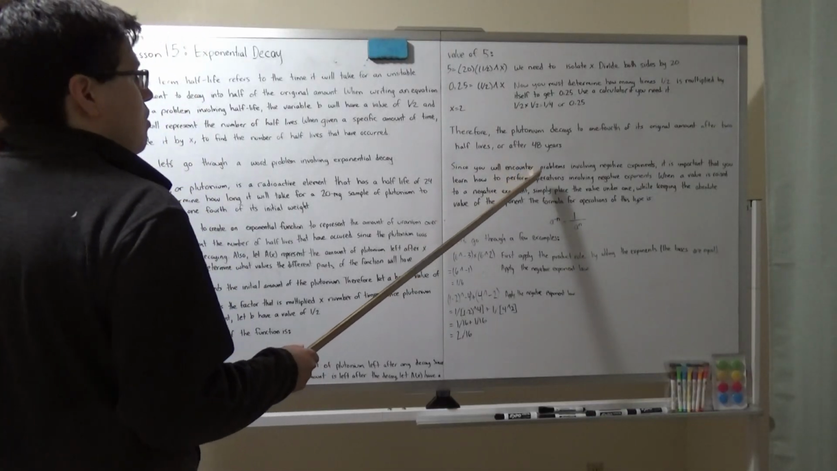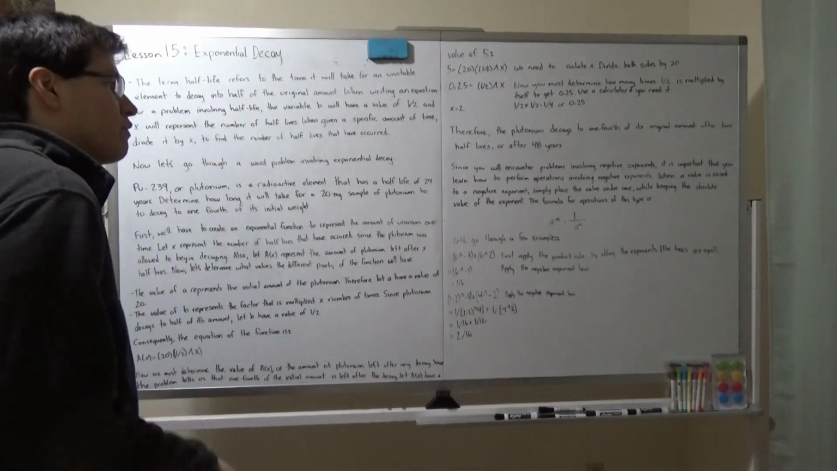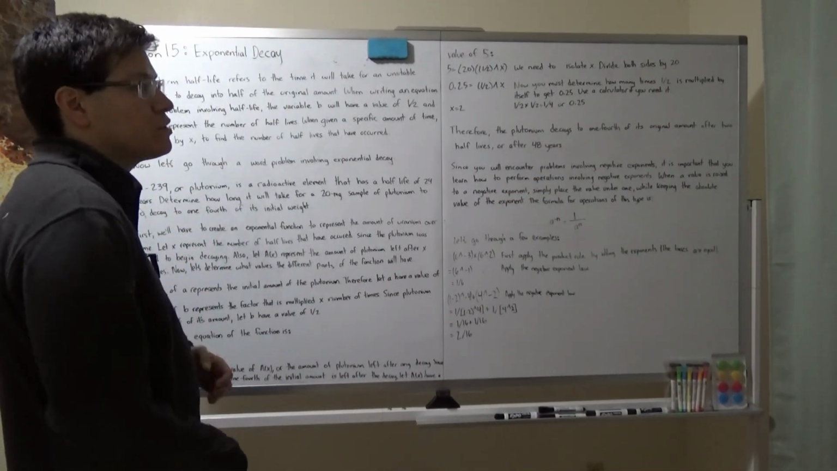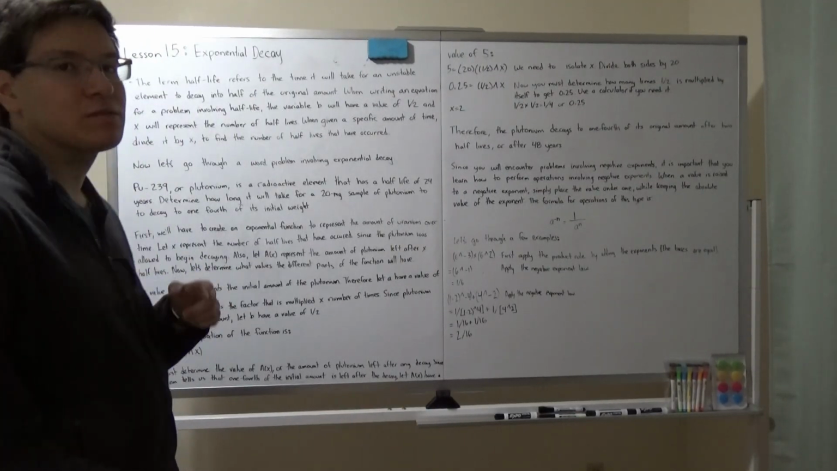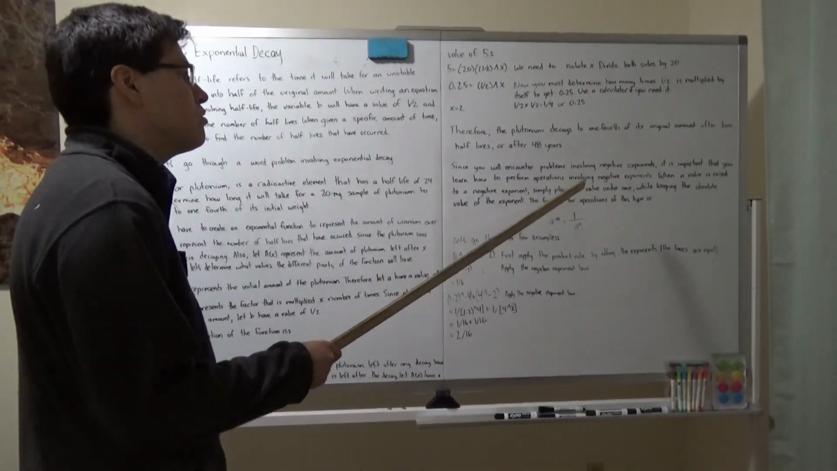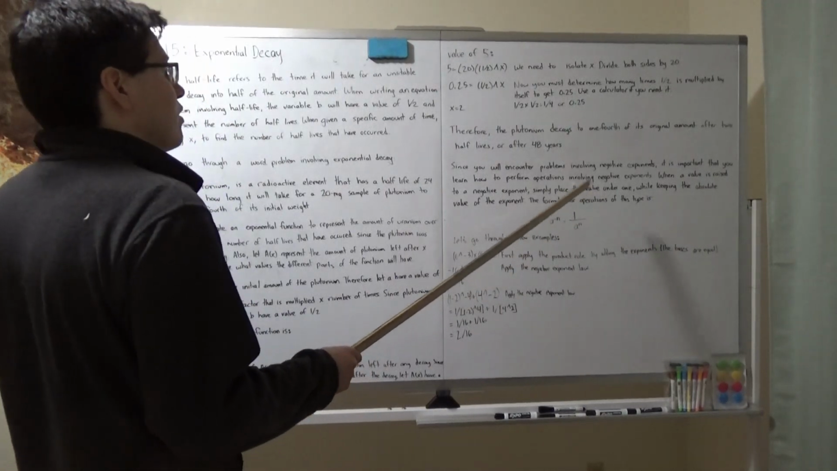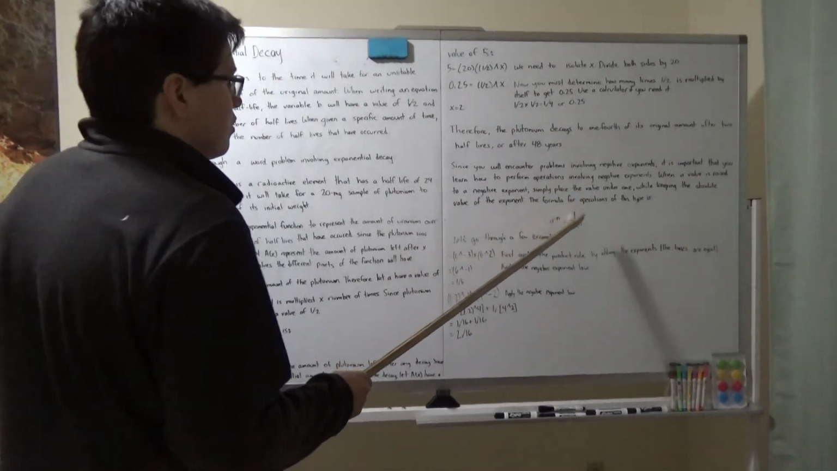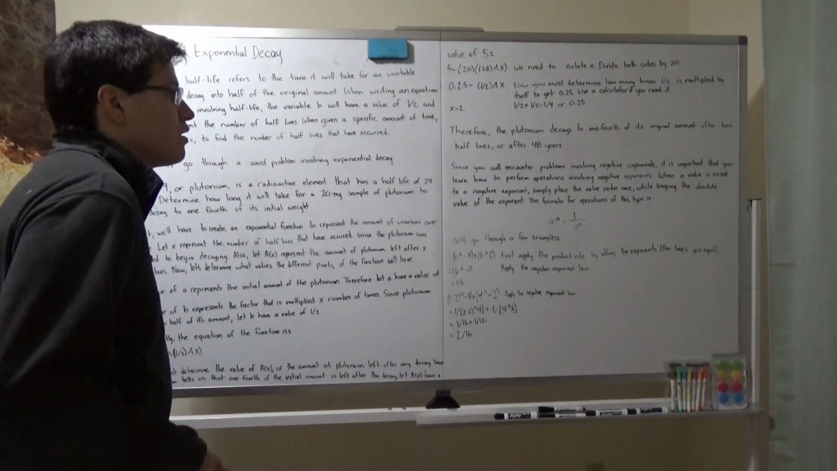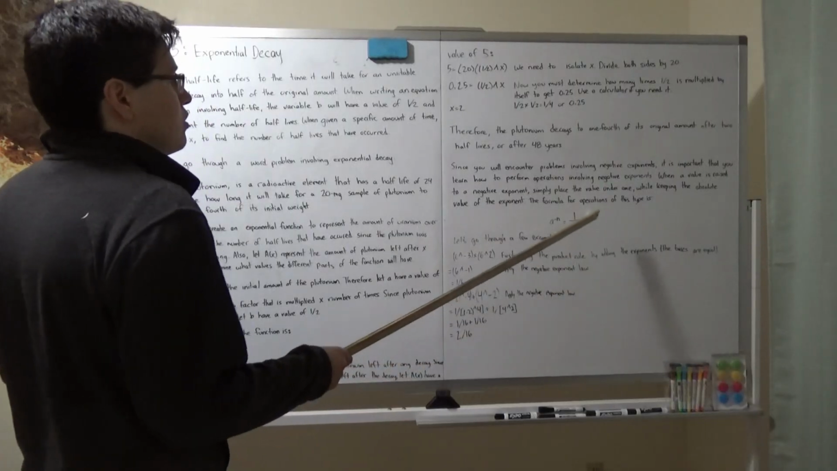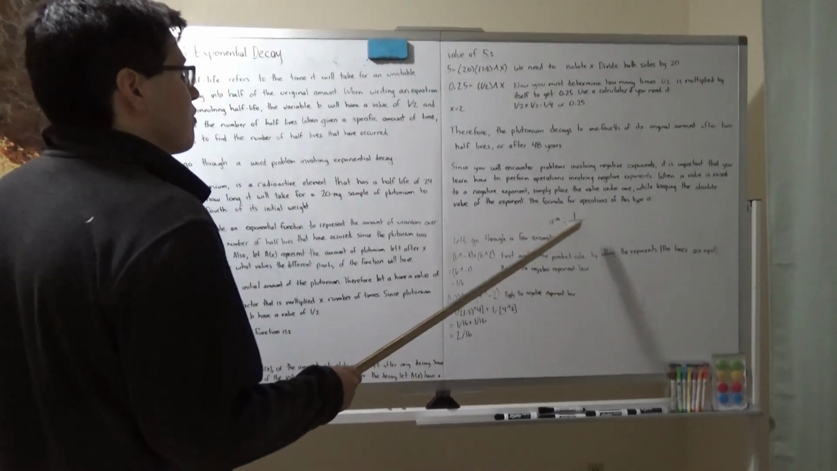Since you will encounter problems involving negative exponents, it is important that you learn how to perform operations involving negative exponents. When a value is raised to a negative exponent, simply place the value under 1 while keeping the absolute value of the exponent.